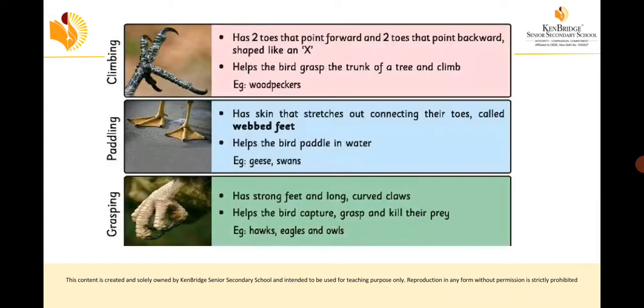Feet and claws. First is climbing. Climbing has four toes. See the toes: two pointed forward and two backward, like an X shape. It helps to grasp the trunk of a tree and climb. For climbing the tree, it is very useful for birds. This climbing foot is used by birds to climb the tree fast. For example, the woodpecker. The woodpecker's claws are like this climbing X shape.